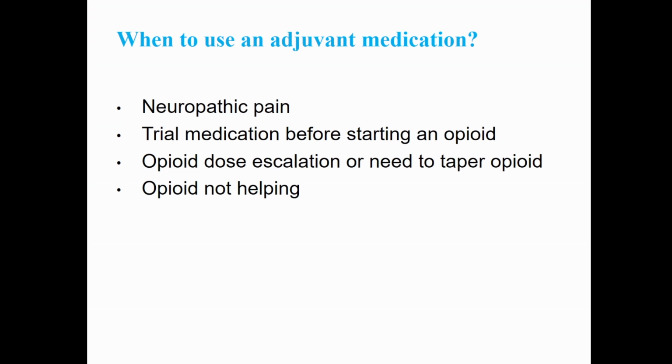When we think about adjuvant therapy, most of the medications and most of the data are for chronic neuropathic pain and for cancer pain, not necessarily for seriously ill patients or other diagnoses. That's not to say that you can't use these in other patients, but most of the data exists for that population.